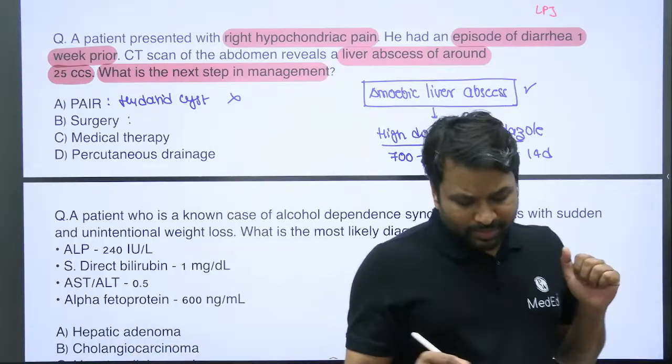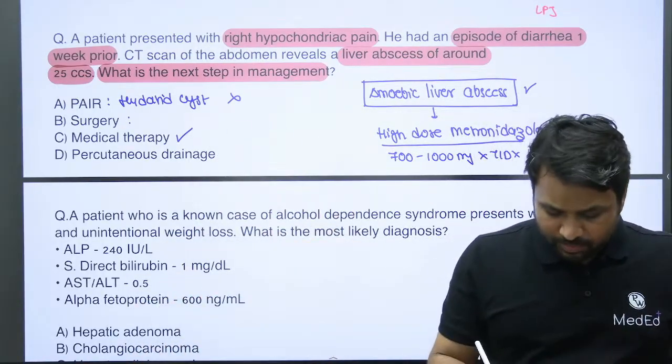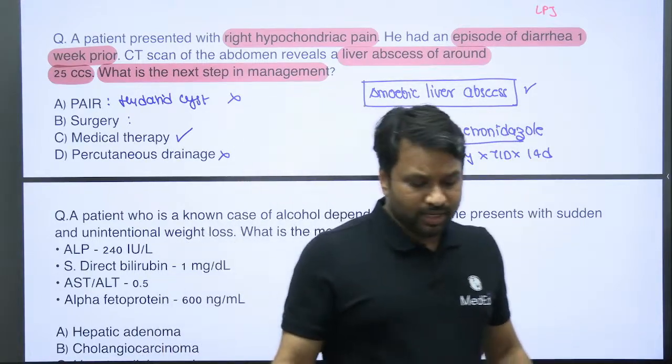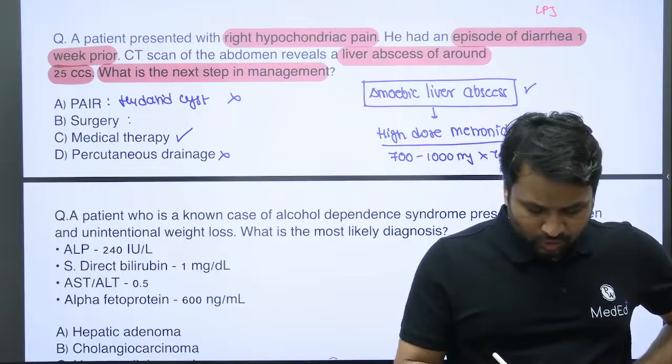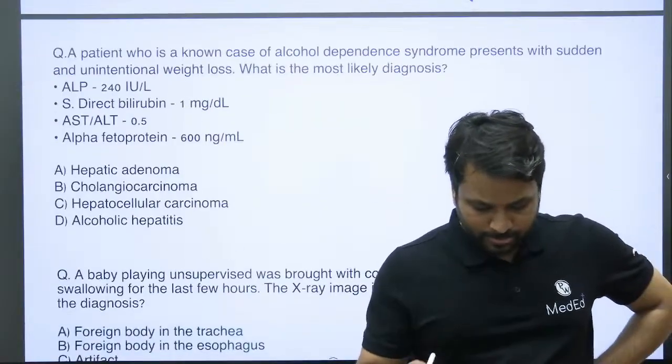Okay. Here medical therapy is what you're doing, high dose metronidazole. If it fails, then you go with aspiration. Percutaneous drainage is only done for your pyogenic liver abscess. Okay. So answer here is going to be C for Calcutta. It is going to be medical therapy. Got it? Chalo. Going to the next question.